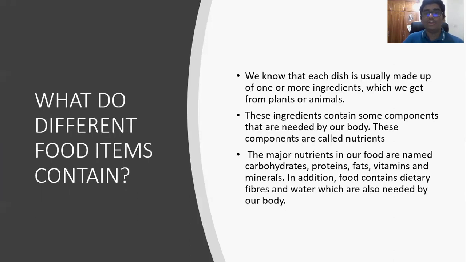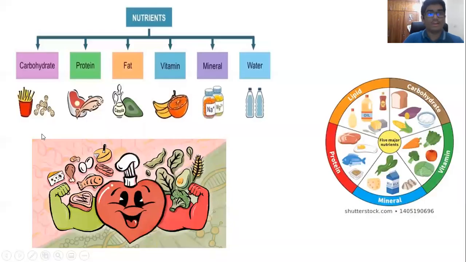Now we know that each dish, as I had discussed earlier, contains a plant or an animal source. These plant or animal sources contain nutrients that are essential for our body. When we eat these nutrients, our body consumes them and later uses them for different purposes. Now, let us see the various types of nutrients. There are carbohydrates, proteins, fats, vitamins, minerals, and water.